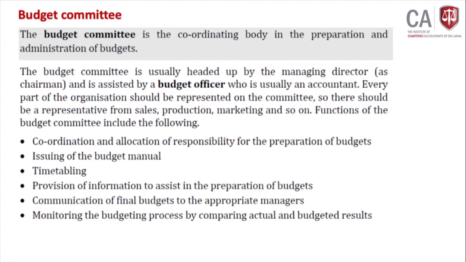The budget committee is usually headed up by the managing director as chairman. In a normal organisation, the boss of this is the managing director. Managing director as chairman of the budget committee. The committee has a structure, and at the top of the structure is the managing director, and is assisted by a budget officer. It's like this, the budget committee structure. You understand what a budget committee is. Small things but important, right? Budget committee.